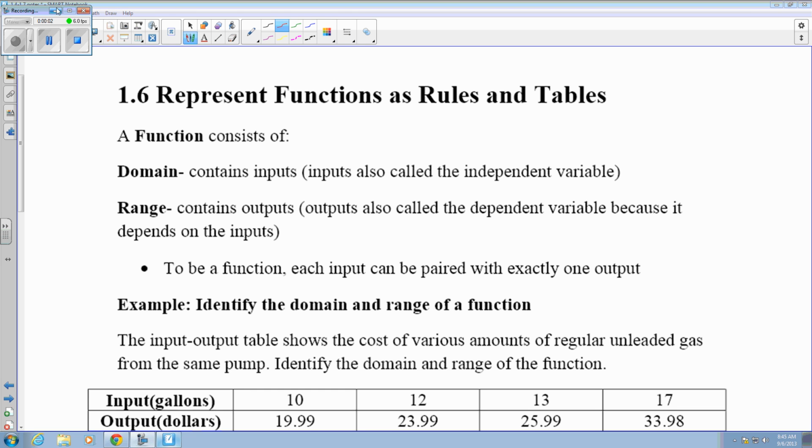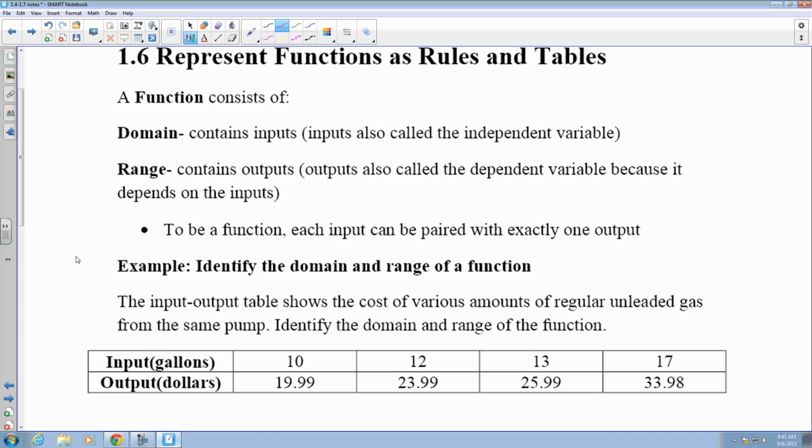Okay, section 1.6 is representing functions as rules and tables. A function consists of a domain, which is the inputs, which is the independent variable, and the range, which is the outputs, which are the dependent variable. Those outputs depend on what those inputs are, so the range is dependent. To be a function, each input can be paired with only one output.